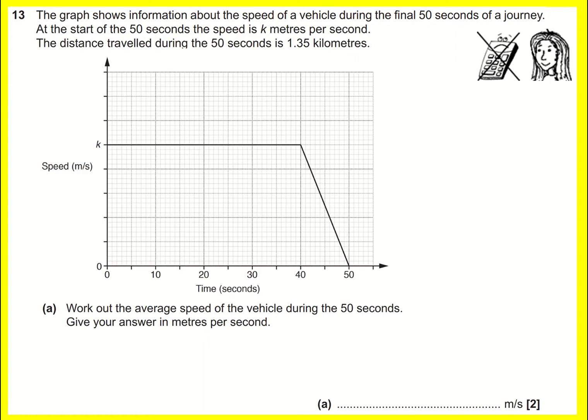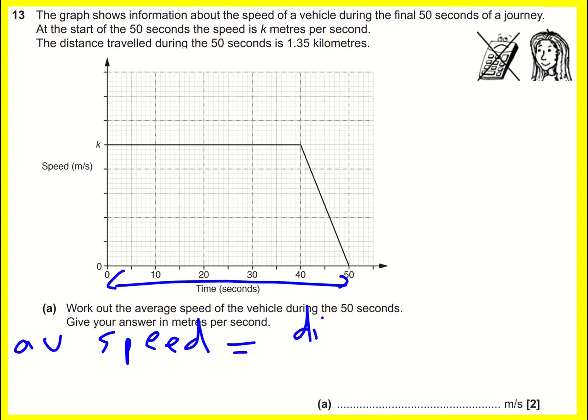Alrighty, welcome to this speed distance time question. We've got a speed time graph here. We're asked to work out the average speed of the vehicle during the 50 seconds. So first of all, let's just remind ourselves, average speed is actually your distance travelled divided by your time taken.